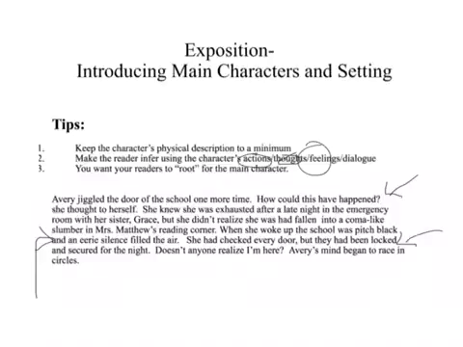And this last one here, another thought. Doesn't anyone realize I'm here? Avery's mind began to race in circles. So there's not any dialogue in this one, but that's because she's by herself for this story. So you may not always have dialogue, but we do have thoughts, which is basically some dialogue she's saying to herself in her head. Doesn't anyone realize I'm here? So we can clearly infer those feelings.